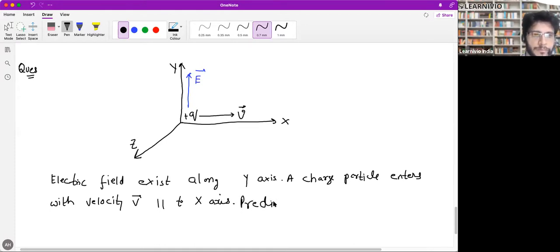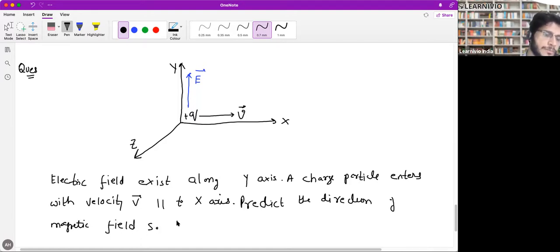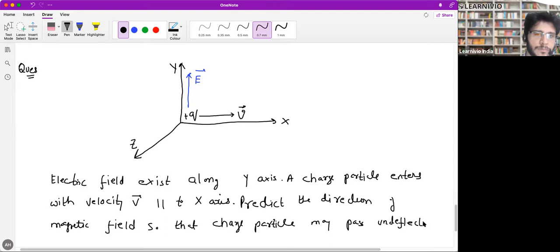Predict the direction of magnetic field so that the charged particle may pass undeflected. We need the direction of magnetic field so that this charged particle passes through this region undeflected, means no deflection, without any deflection, this particle passes through this region.